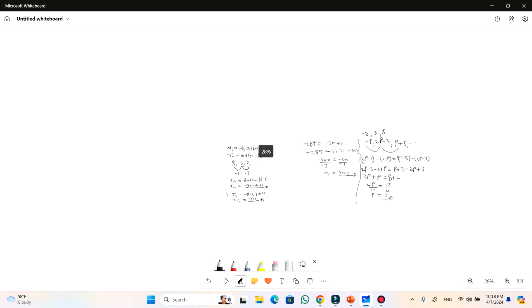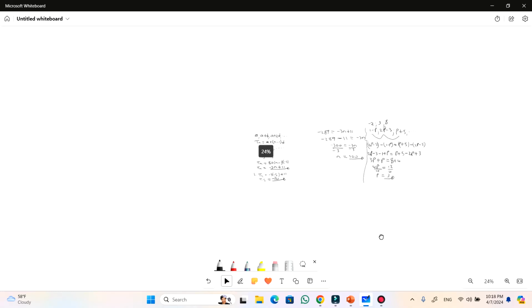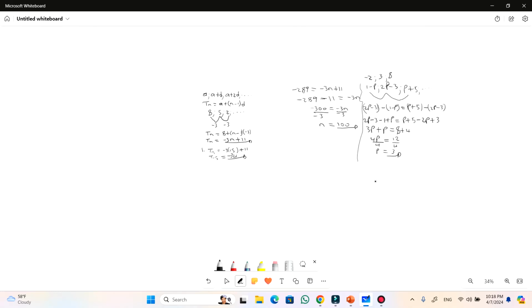Okay, now Tn is equal to minus 2 plus n minus 1 times our d, which is positive 5. So our Tn is equal to 5n minus 7.